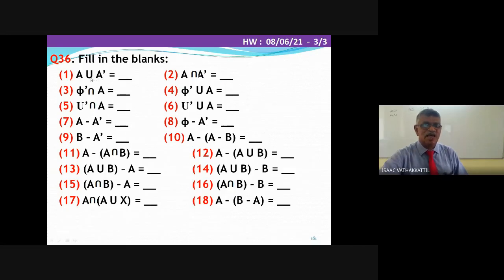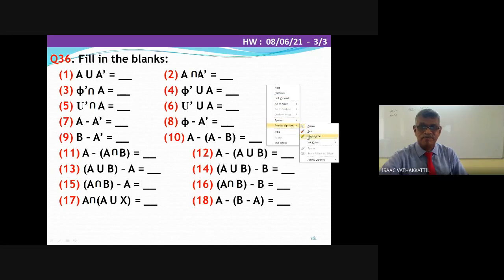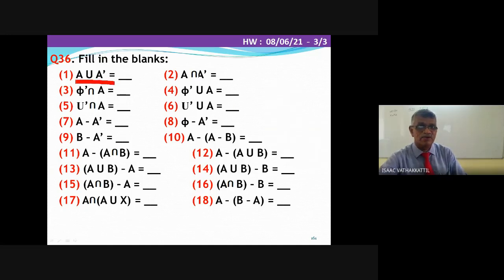What is, first, A union A dash? A few of them you can tell us quickly. Phi dash intersection A. What is phi dash intersection A? Can just one of you tell me? I just want to see that you are not sleeping. What is phi dash intersection A? It's A, because phi dash is the universal set. Okay?